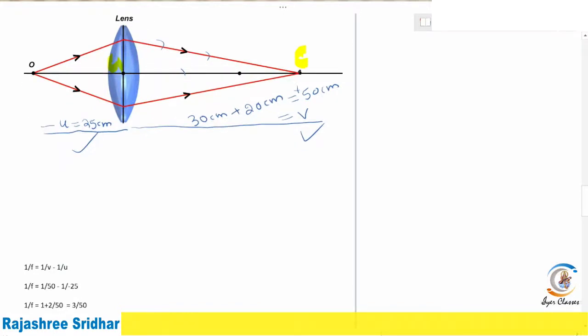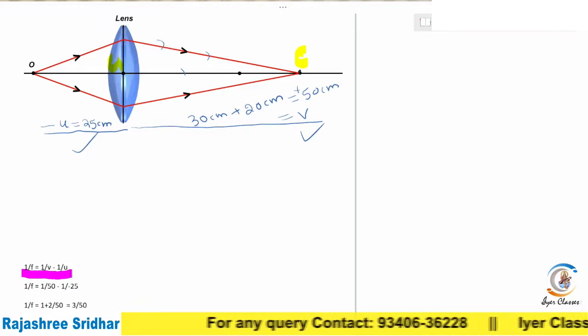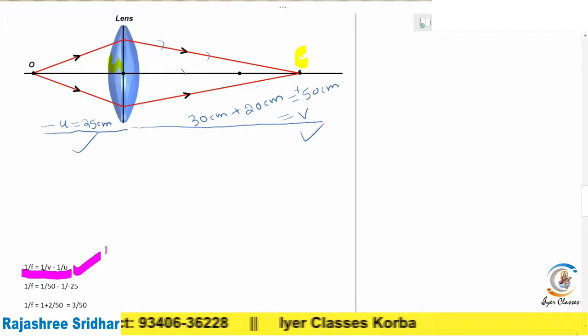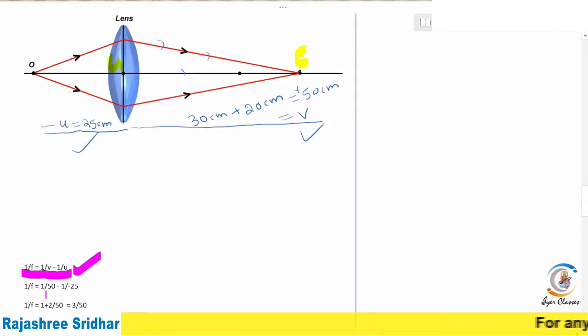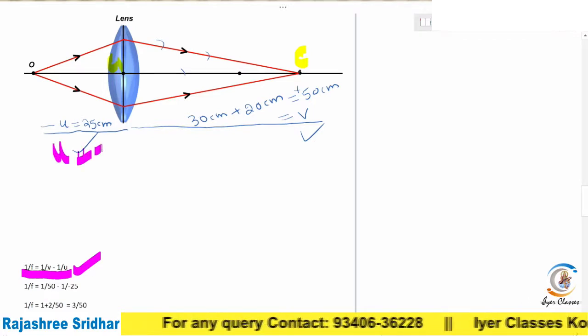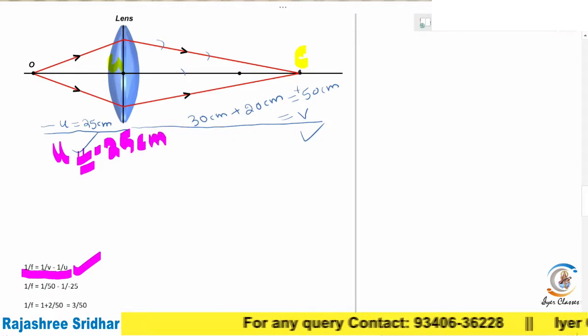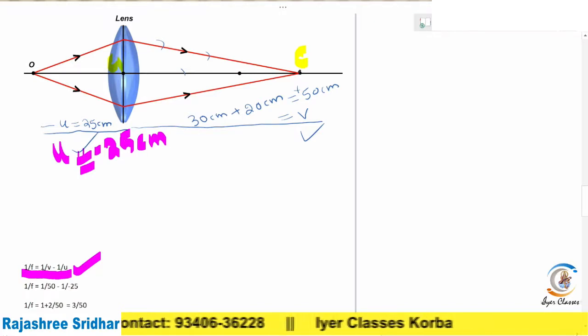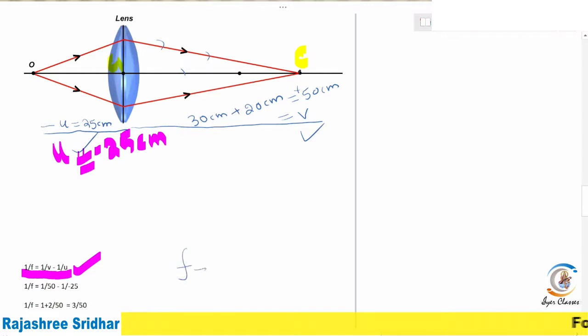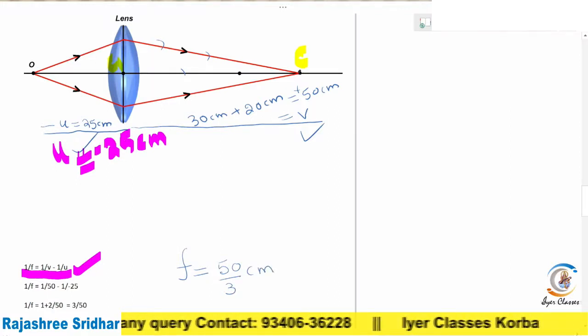What is the lens formula? You all know that the lens formula is 1 upon F is equal to 1 upon V minus 1 upon U, and substitute the values. 1 upon F, where V is equal to 50, and U is equal to minus 25 centimeter. So after calculation, the focal length of the lens is F is equal to 50 divided by 3 centimeter.